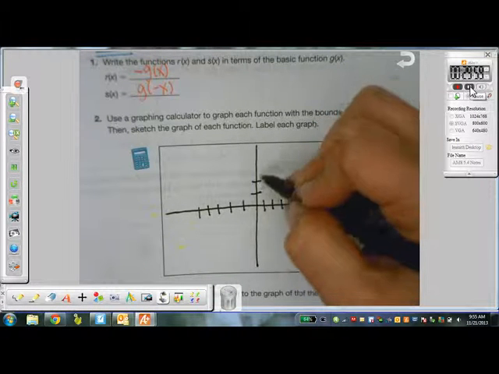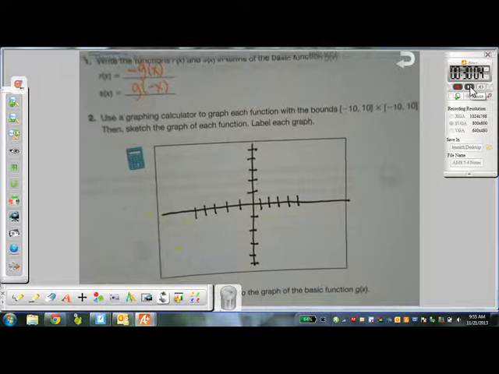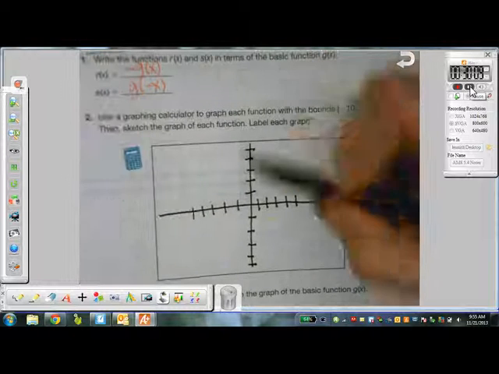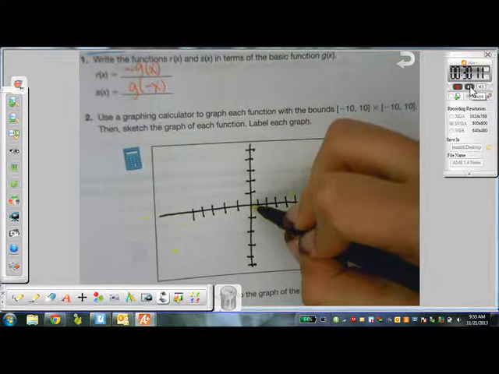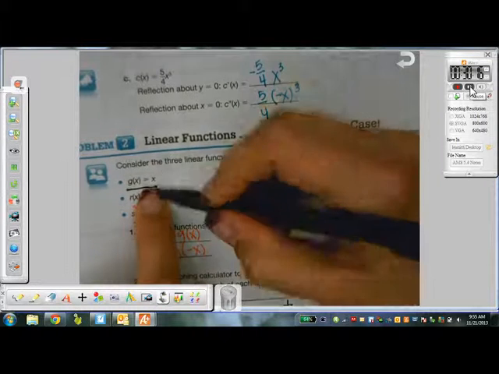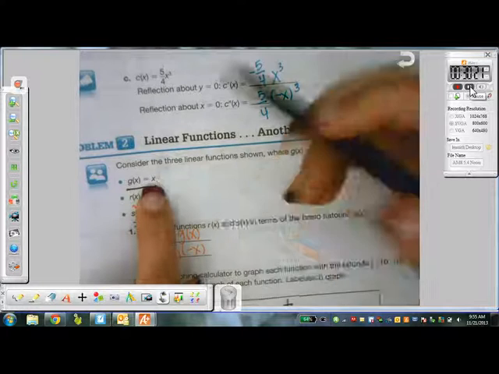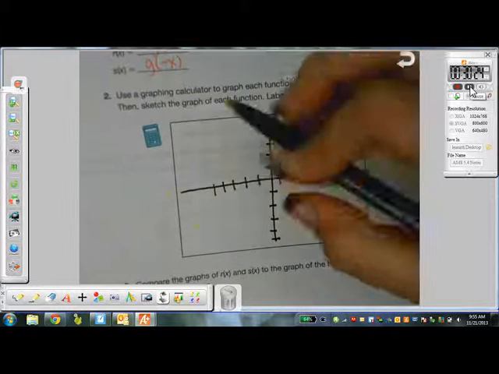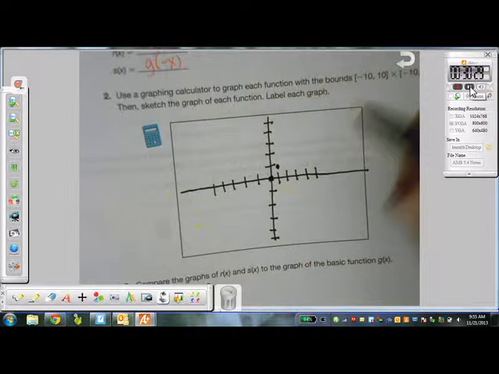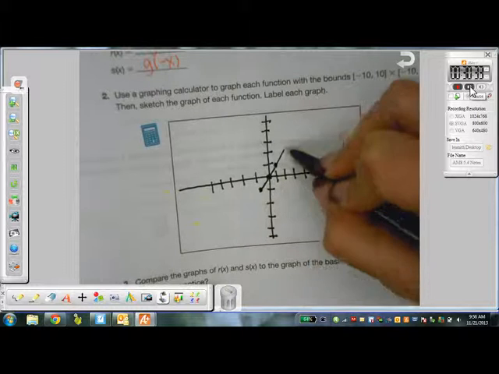Okay, let's graph g of x first. So let's say I plug in 0 to g of x. What do I get out as an answer? Remember, g of x equals x. So whatever I plug in for x, I also get for y, right? So if I plug in 0 for x, what do I get for y? 0. So plot that point. We're only going to do a few. What if I plug in positive 1? 1. What if I plug in negative 1? Negative 1. What type of function is this? Linear. Label it g of x.